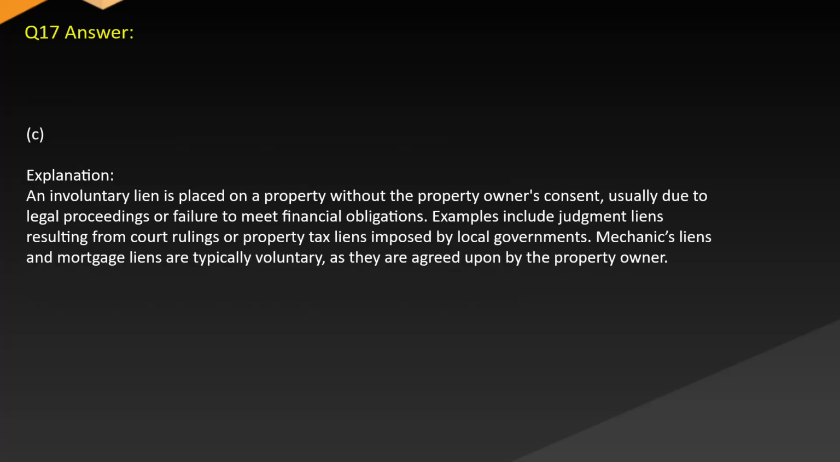Answer C. Explanation. An involuntary lien is placed on a property without the property owner's consent, usually due to legal proceedings or failure to meet financial obligations. Examples include judgment liens resulting from court rulings or property tax liens imposed by local governments. Mechanics liens and mortgage liens are typically voluntary, as they are agreed upon by the property owner.